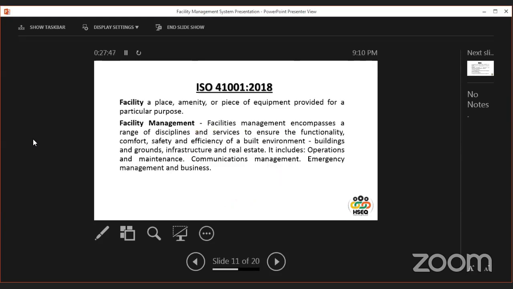Now see, when we are discussing this standard, there are two key terms. First is the facility and second is the facility management. So we need to be very, very clear on our concepts about what a facility is, because as per ISO, there is a certain domain of facility. We cannot take everything under the facility. So as per the definition, a facility is a place, amenity, a piece of equipment provided for a particular purpose. Now, the most important thing in this definition is "for a particular purpose."